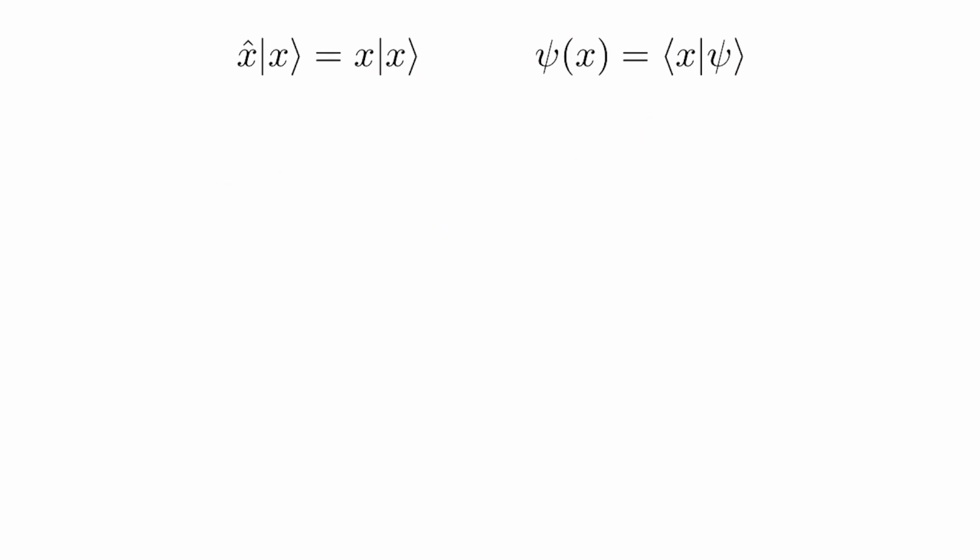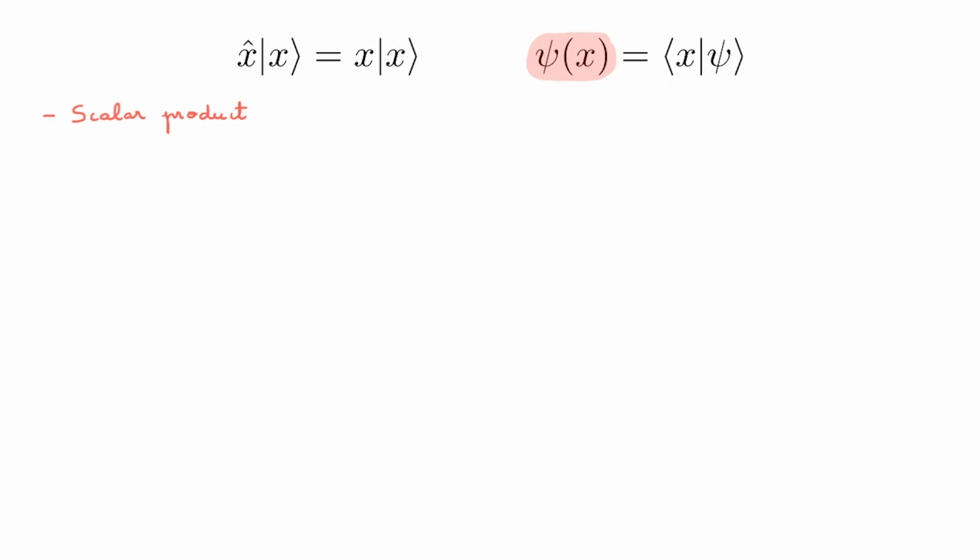Now that we have introduced wave functions, we are ready to look at a number of operations in state space in terms of wave functions. And to do that, we will use the position representation wave function, psi of x. The first property I want to discuss is the scalar product between two states.